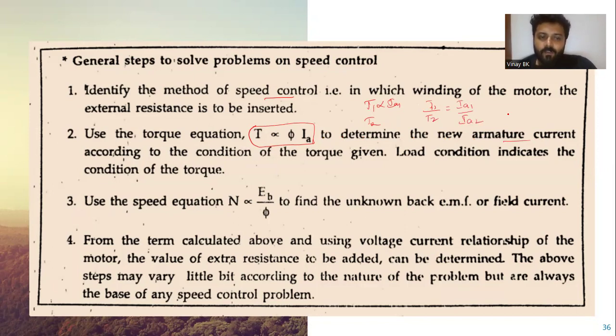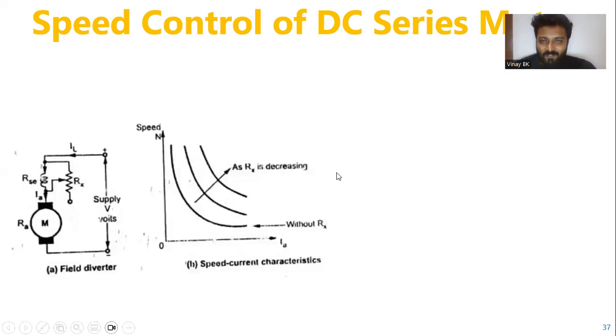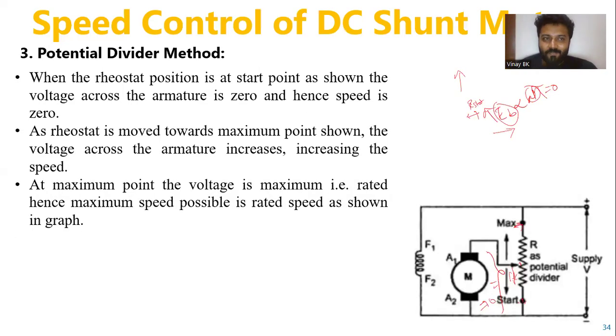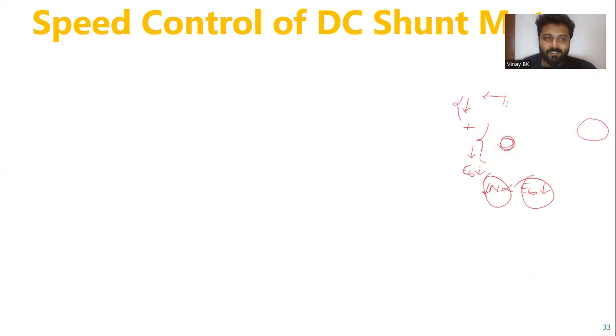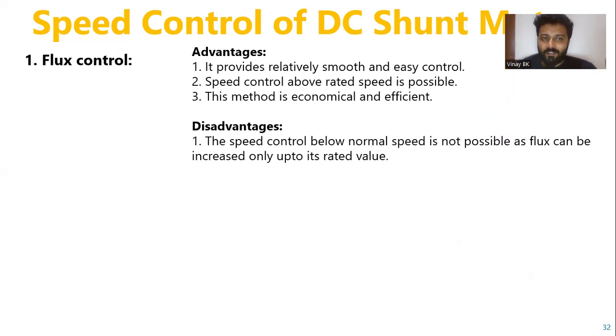Then use the speed equation. With the help of this equation, you can find the value of the unknown back EMF. They will give N1 and Eb1, and ask you to find Eb2. Okay, so this is the calculation method, and you need to follow this. If possible, I'll post a video on solving the problem also. But these are very interesting concepts, so you should know about the flux control method, armature voltage control method, and rheostatic method.